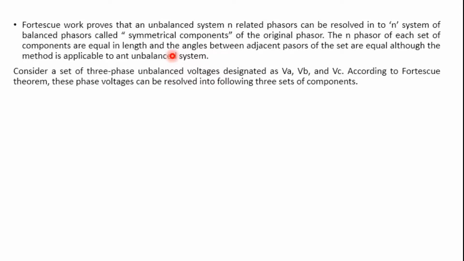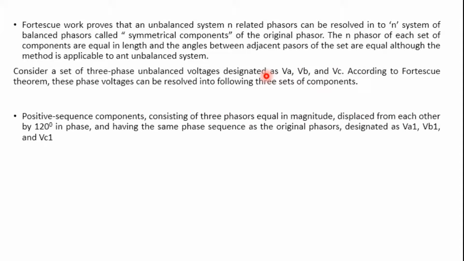Let's consider that there are three-phase unbalanced voltages. We'll consider them as A, B, and C. According to the Fortescue theorem, these phase voltages can be resolved into three sets of components. So what are those? The first one is the positive set of components. We have to be very careful here. We need to understand clearly the positive, negative, and zero sequences. It consists of three phases.